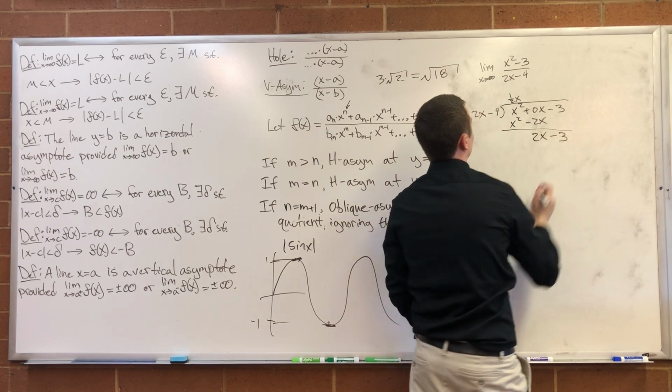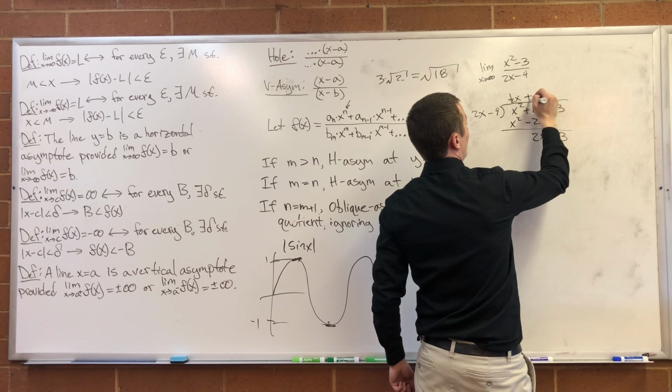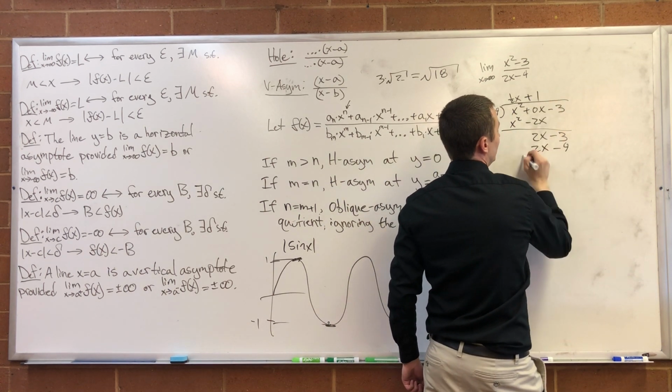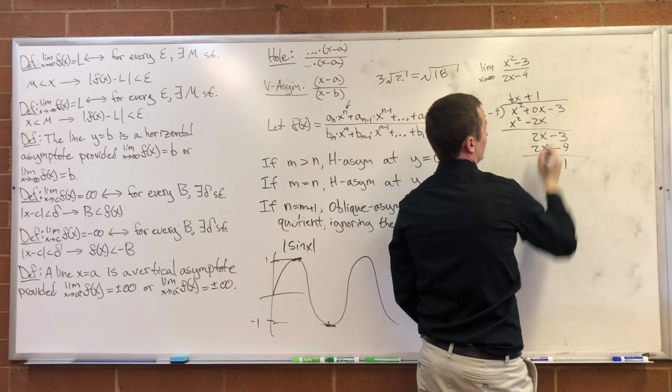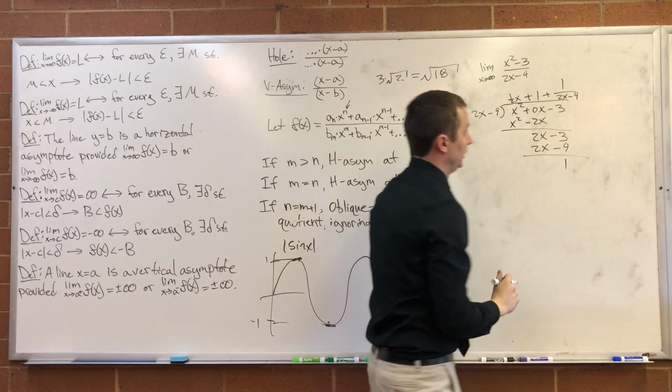Bring down our minus 3. Okay, how many times does 2x go into 2x? It goes into it once. So 1 times 2x, we get 2x minus 4. Subtract those, that minus that gives us positive 1. So we have plus 1 over 2x minus 4. That's our remainder.